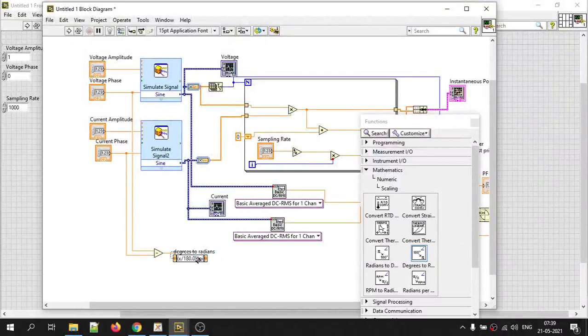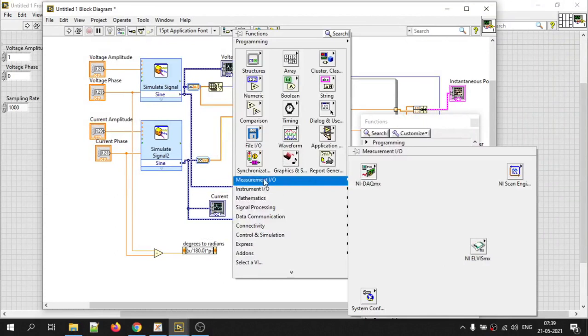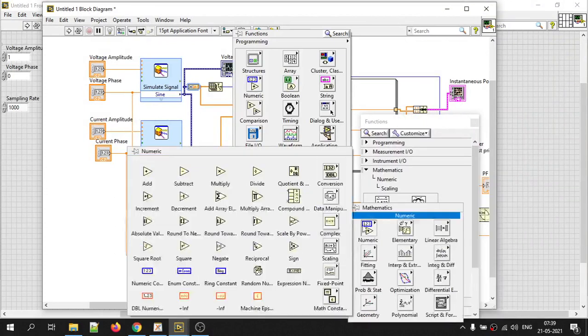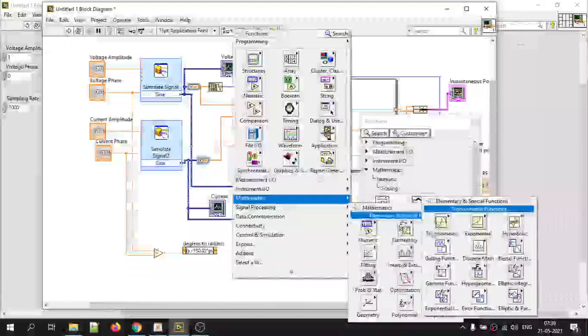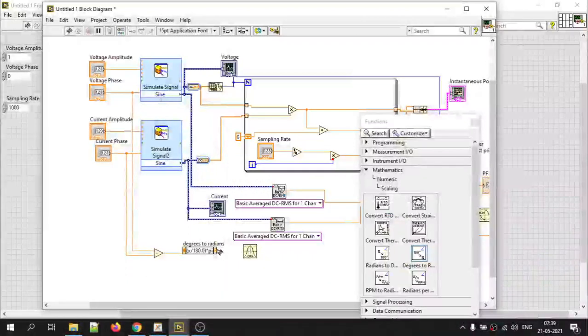So now the phase difference is in radians. You pass it through the cosine block: mathematics, elementary, trigonometric, cos.